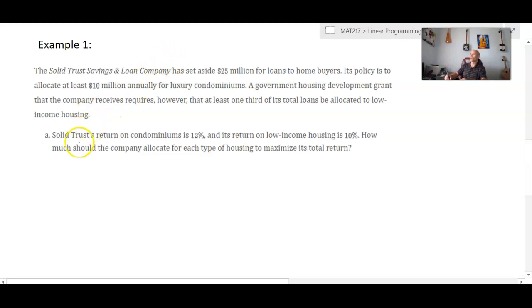So already we see that we're trying to maximize an objective, and what are we trying to maximize? Well, the total return. What we want to know is how much should the company allocate for each type of housing? So we have two types of housing, namely low income and condominiums. So x will be the amount allocated for, we'll say, condos, and this is going to be in millions of dollars.